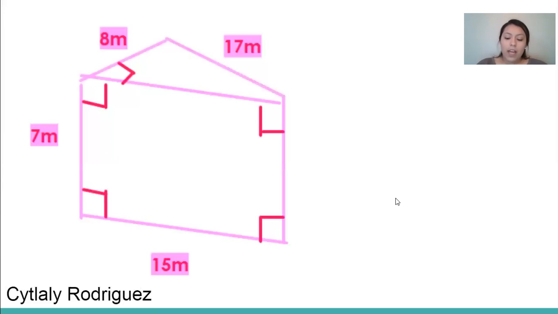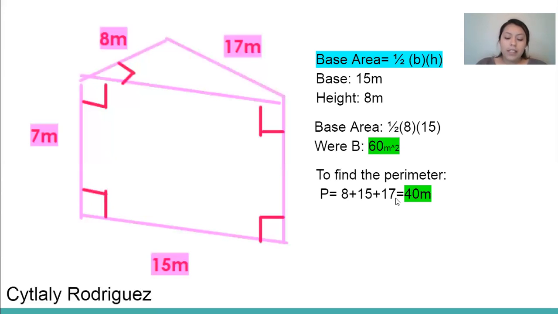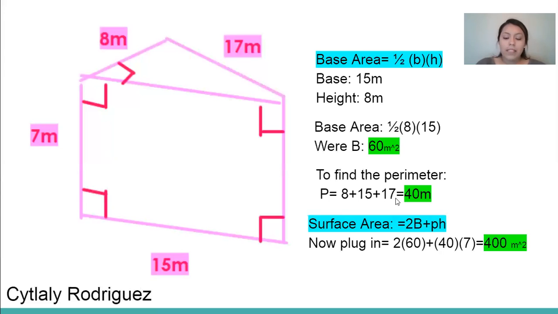The first step, we have to use the base area formula, 1/2 times base times height, where our base is 15 and our height is 8, giving us a total base area of 60 meters squared. Next, we identify the perimeter by adding up all the sides, 8 plus 15 plus 17, giving us 40 meters. Finally, to solve the surface area, we have to plug in for the formula 2b plus ph. So 2 times 60 plus 40 times 7 gives us 400 meters squared.